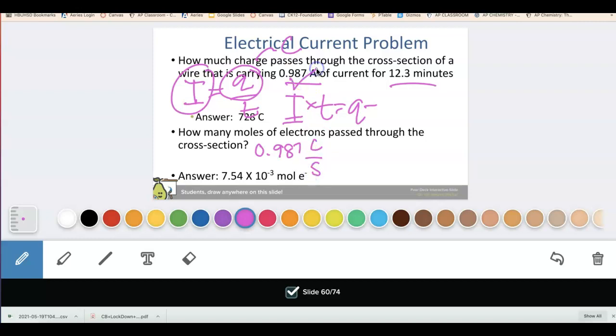Okay, so there's I times time. Well, the time isn't given in seconds, so we're going to have to convert it. So look at 12.3 minutes, right? The minutes and the seconds won't cancel. So what do we say? We say 1 minute, 60 seconds. That gets the minutes to cancel and the seconds to cancel, and we're left with coulombs, which is charge, Q. So you calculate it out and you get 728 coulombs.